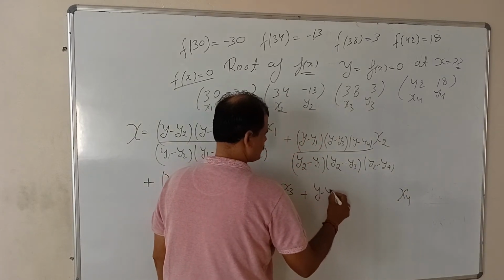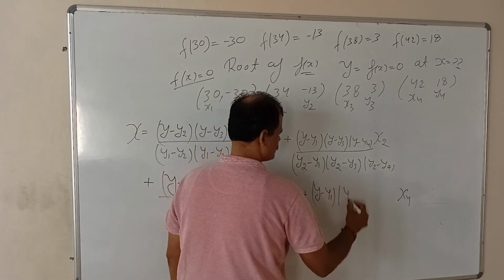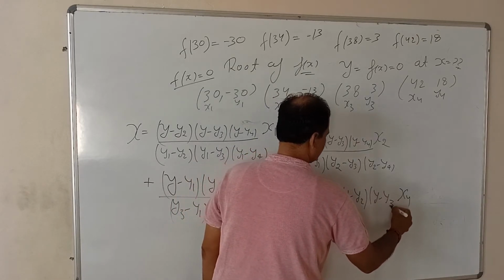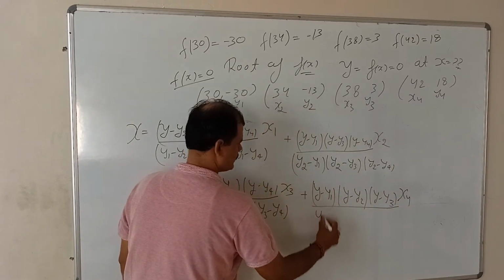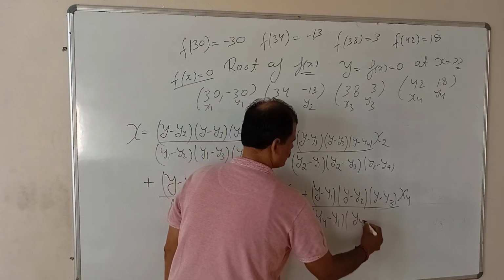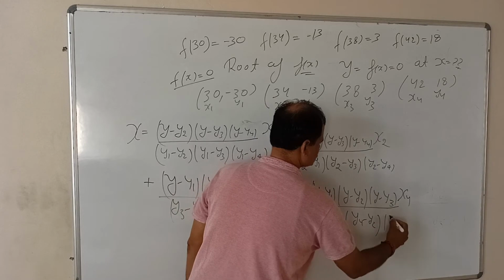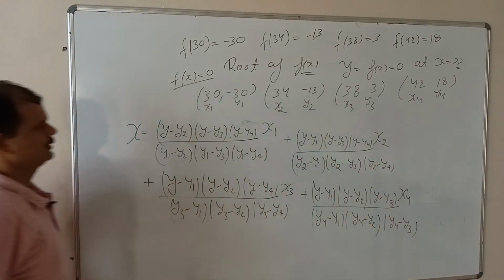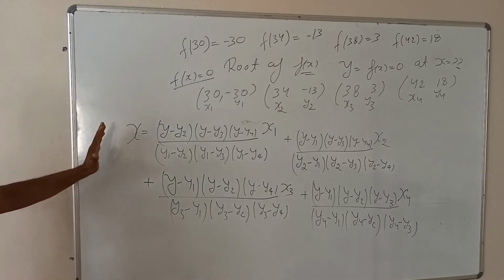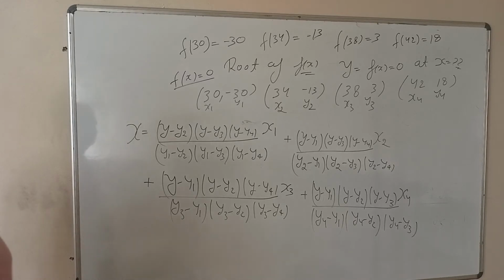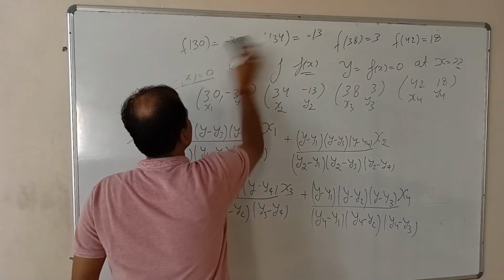So (y − y1)(y − y2)(y − y3) divided by (y4 − y1)(y4 − y2)(y4 − y3). So this is your inverse formula. Fine. Now substitute that value of the data set. Okay, so let me substitute that.